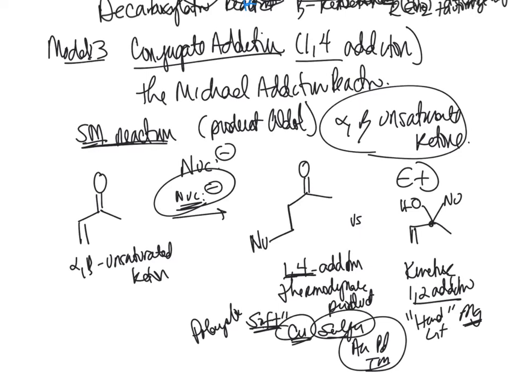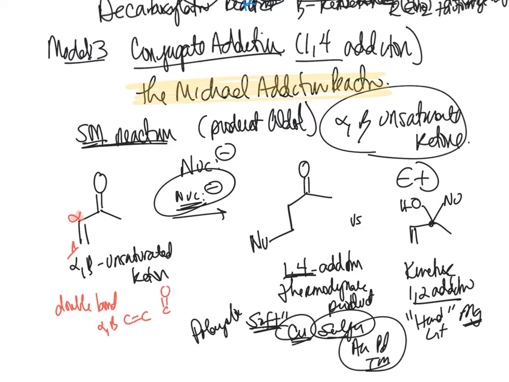All right, so let's read our problems. Consider the conjugate addition, 1,4 addition reaction shown in Model 3. What is an alternate name for this conjugate addition? I think we already said that, right? I'll just highlight it. The Michael addition reaction. Explain why the starting material is called an alpha beta unsaturated ketone. Well, there's your alpha, and there's your beta. So you have a double bond between the alpha and the beta position next to the ketone.